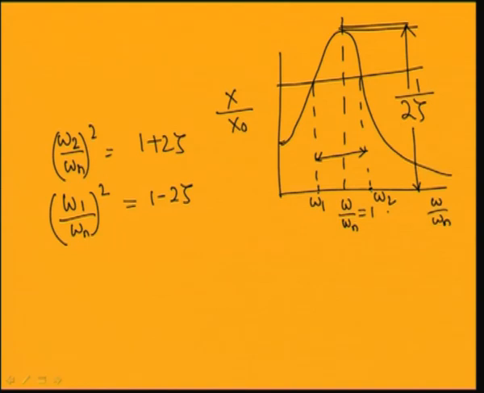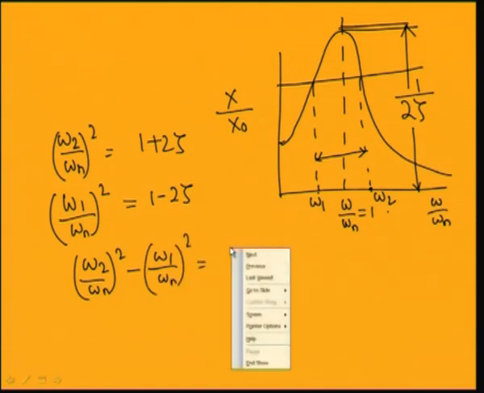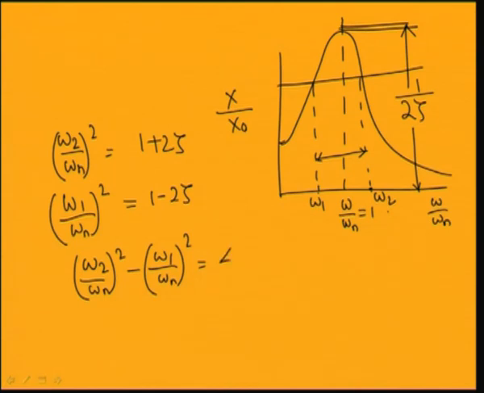So, now if you subtract this from this, you can find this will be equal to omega 2 by omega n square minus omega 1 by omega n square. So this is equal to 1 plus 2 zeta minus 1 minus 2 zeta. So it becomes 4 zeta.